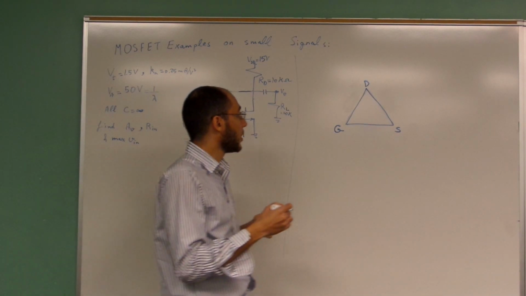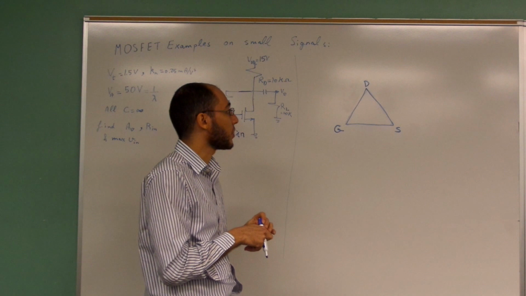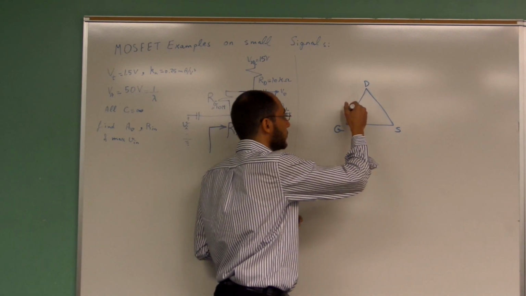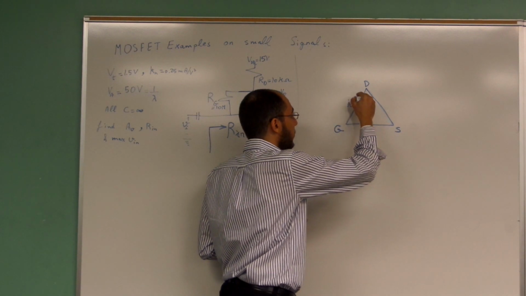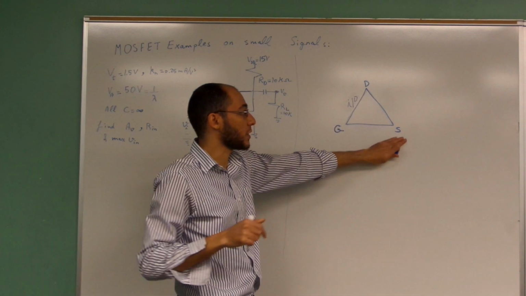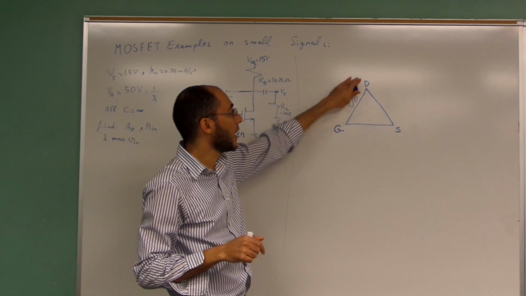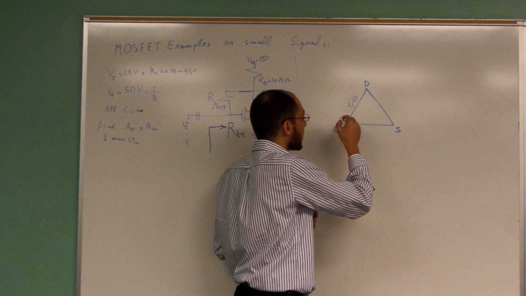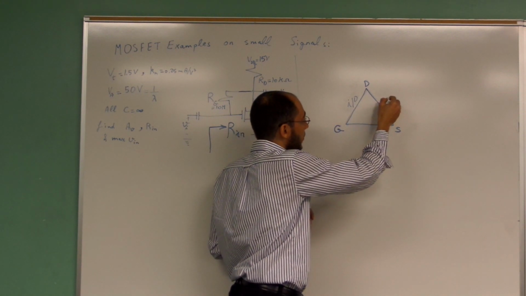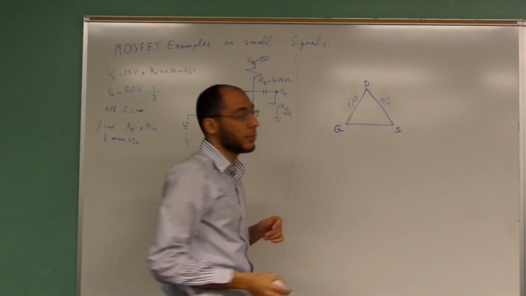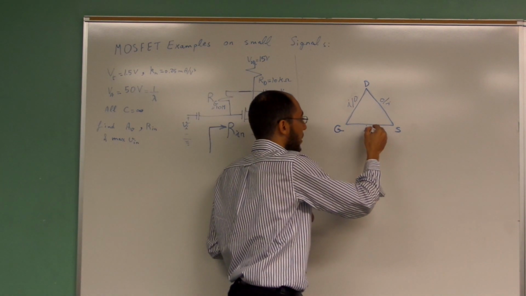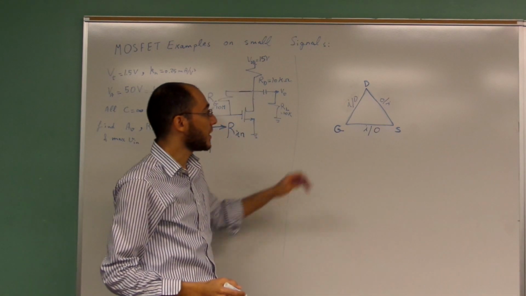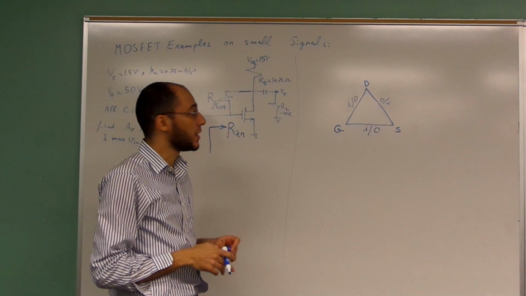Actually, you cannot. Most likely, when you get an example, you will see the input and the output like this. If it's a common source, the input is the gate and the output is the drain. If it's a common gate, then the output is the drain and the input is the source. If it's a common drain, then the input is the gate and the output is the source. And that's an easy way to remember these configurations.